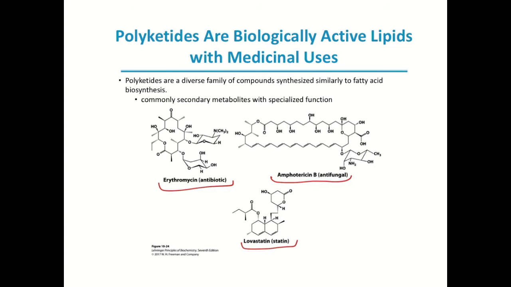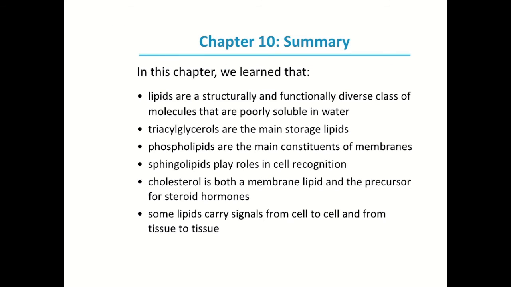In summary, in this chapter we looked at lipids, which are a structurally and functionally diverse class of molecules that are poorly soluble in water. Triacylglycerols are the main storage lipids. The phospholipids are the main constituents of membranes. Sphingolipids play roles in cell recognition. Cholesterol is both a membrane lipid and the precursor of steroid hormones, and some lipids carry signals from cell to cell and from tissue to tissue.